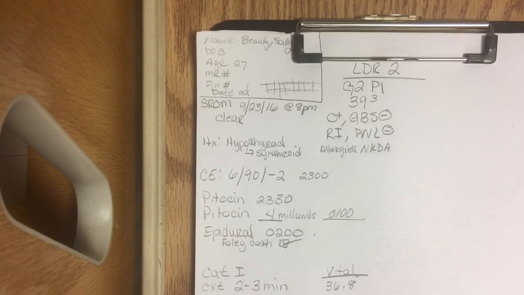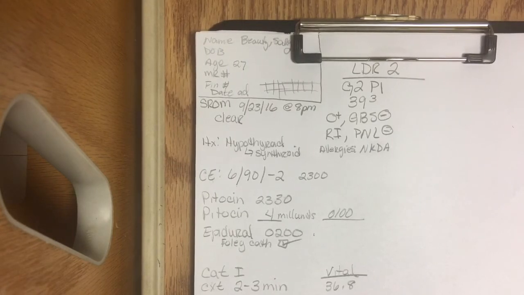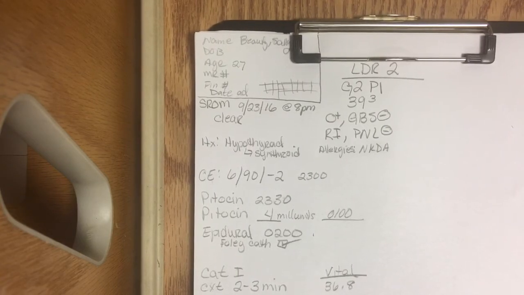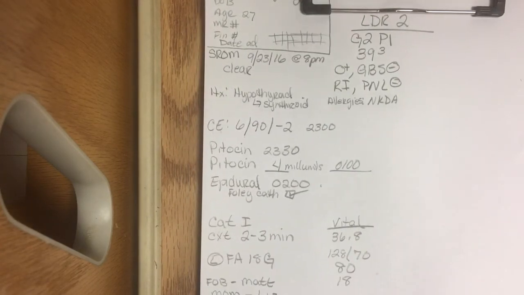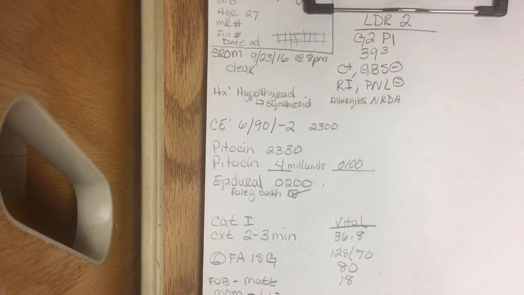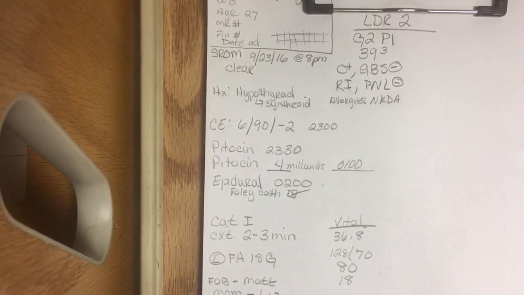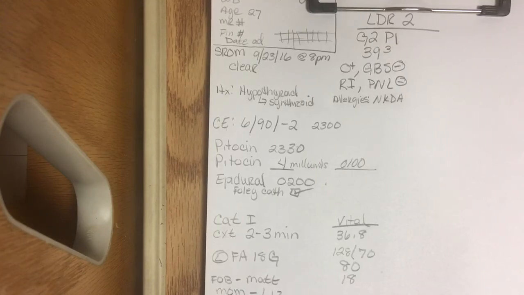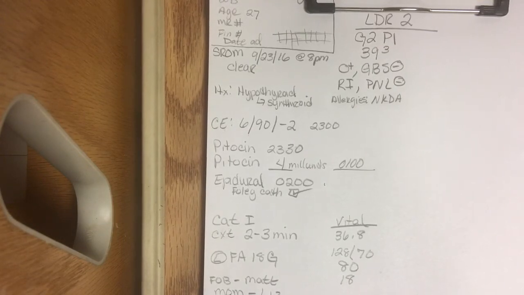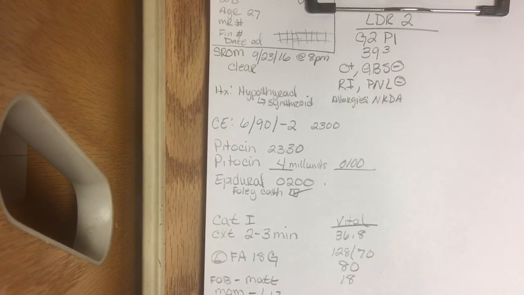Her water was broken on 9/23/16 at 8 p.m. Her water was clear then, and the fluid is still clear now. She has a history of hypothyroidism, and she's taking Synthroid for that. Last cervical exam was at 11 p.m., which was 6, 90, and -2. We started her on Pitocin at 23:30. She's on 4 milliunits of Pitocin at the moment. The last time I increased it was at 1 a.m. She's had a regular contraction pattern and I didn't need to increase it.